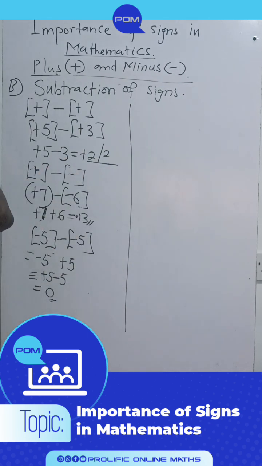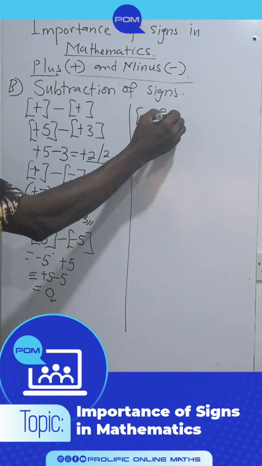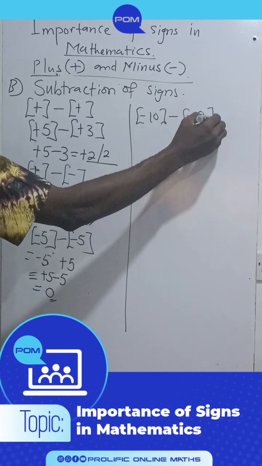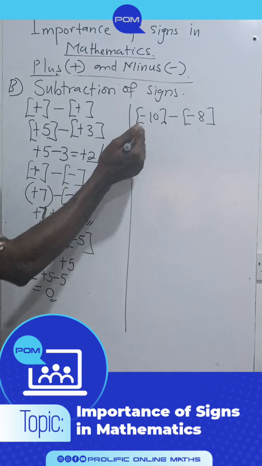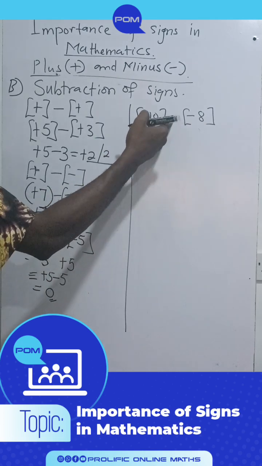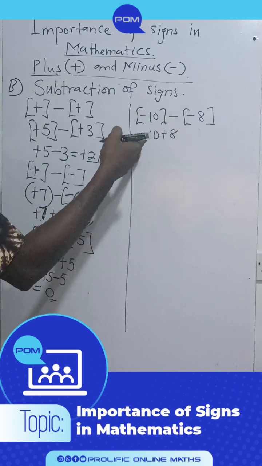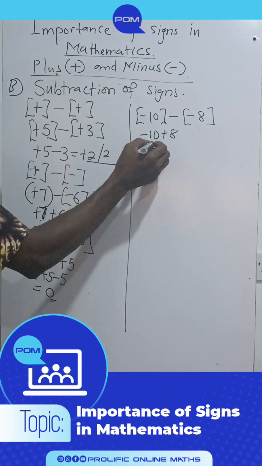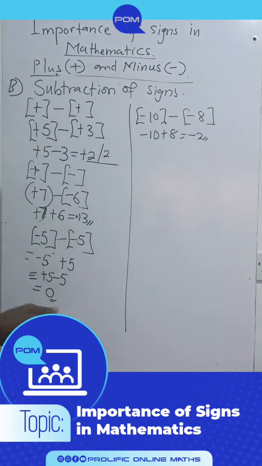Also, we can have it in the other form: minus 10 minus minus 8. On this aspect, we have minus 10, and minus times minus will give us plus. Then we have our 8. So minus 10 plus 8 will give us what? Minus 2.